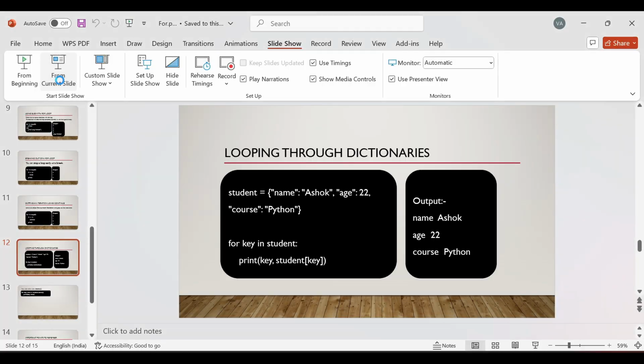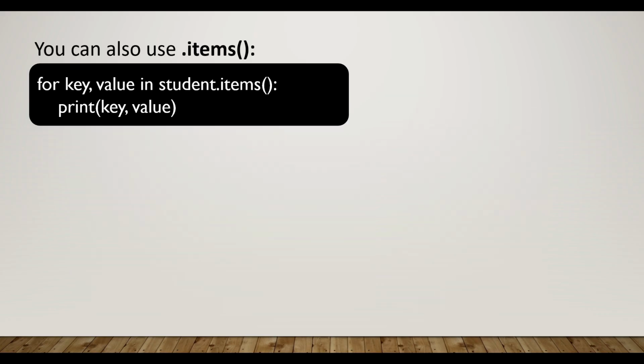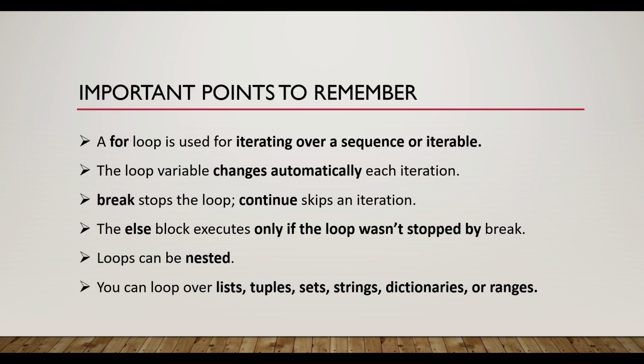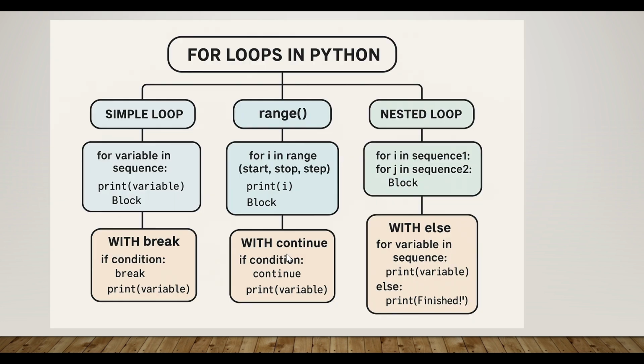Next, you can also add to this; we already did it on dictionaries. Important points to remember. A for loop is used for iterating over a sequence or iterable. The loop variable changes automatically each iteration, break stops the loop and continue skips the iteration. The else block executes only if the loop wasn't stopped by break. The loop can be nested, and you can loop over lists, tuples, sets, strings, dictionaries, and ranges. This is the diagram for the for loop in Python; the same points we learned in the concept are repeated.